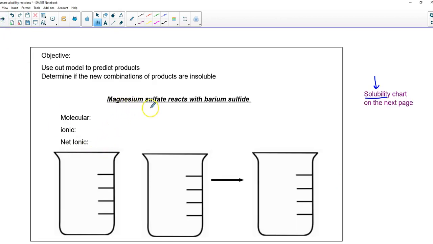All right, so magnesium sulfate is MgSO4, plus 2, minus 2, charge balanced, plus barium sulfide, plus 2, minus 2. Done. Yields. What are my new options? Magnesium sulfide and barium sulfate.